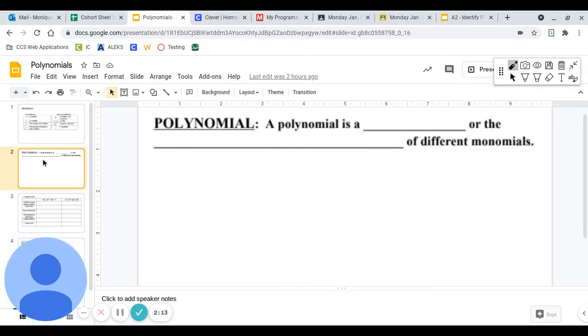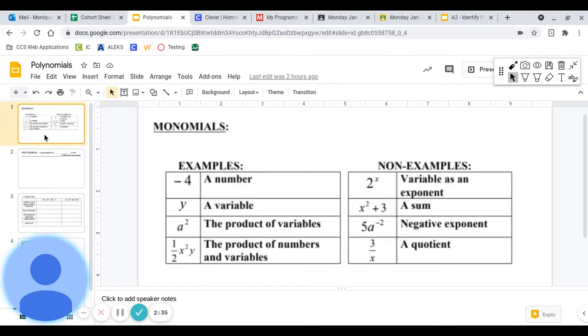So our basic definition for a polynomial is that a polynomial is a sum or the difference of different monomials. So basically, those monomials that we see back here, if we are adding or subtracting them, then that's what's considered a polynomial. At that point, you have more than one, and it's considered a polynomial. But if you have more than one and they don't fit this criteria here, then it is not a polynomial.